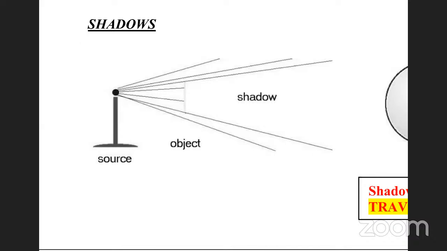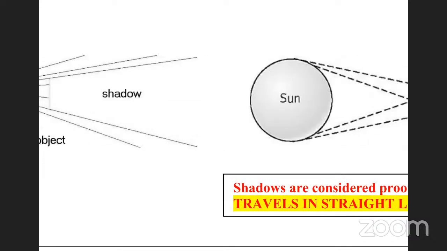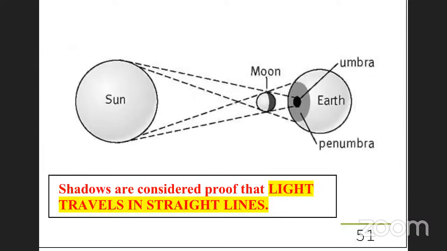And if you observe, once you have an object in front of light, the light can't really go around it, right? So only the light that travels in straight lines and doesn't hit the object is what we'll see, right? So light travels in straight lines.